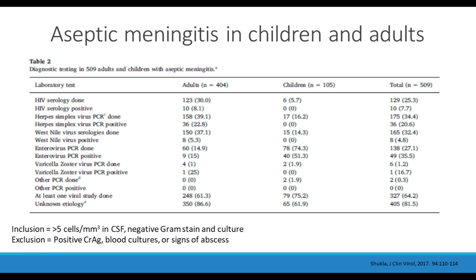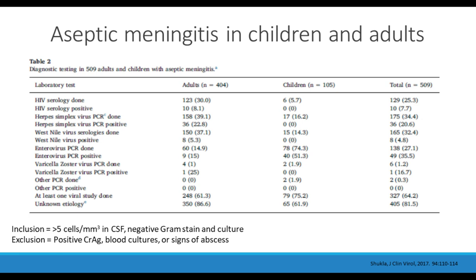In terms of aseptic meningitis for children and adults, you can see here, because we don't have a good idea of what else could be causing a meningitis, so we have a negative bacterial culture, we need to do some other testing. It's a kind of mixed bag in terms of what people end up doing. You can see HSV PCR, herpes simplex virus PCR, being performed quite frequently, and it tends to be positive more frequently in adults as far as looking at meningitis.